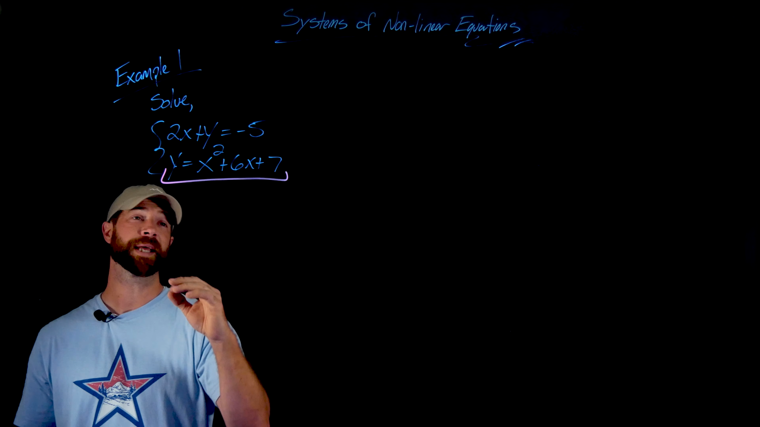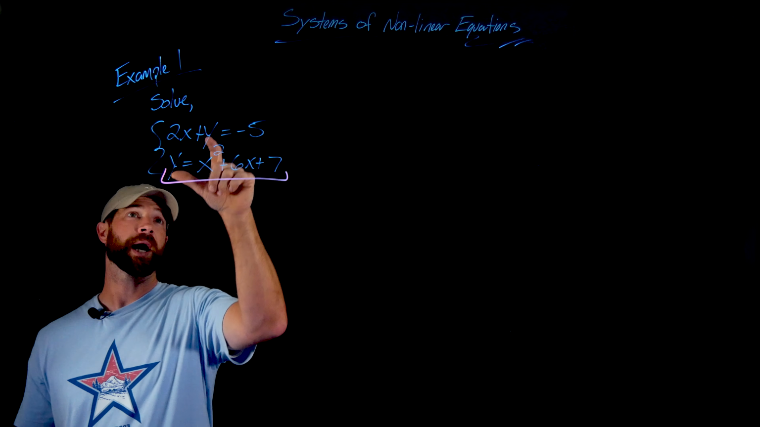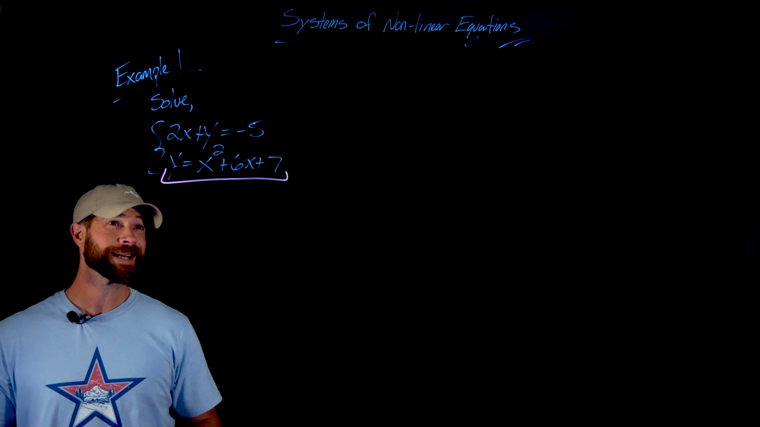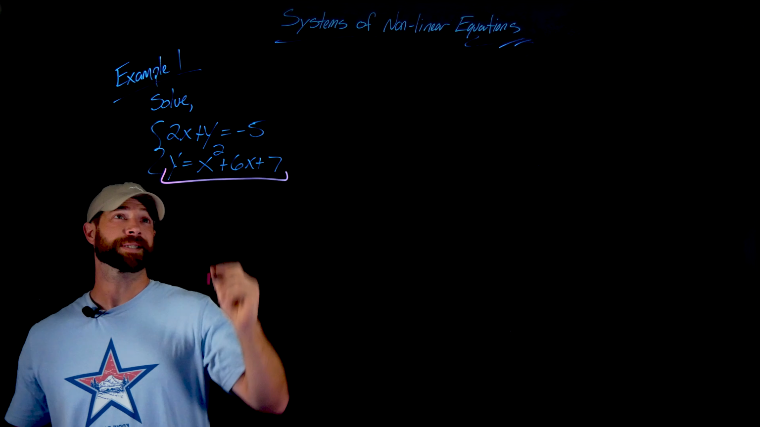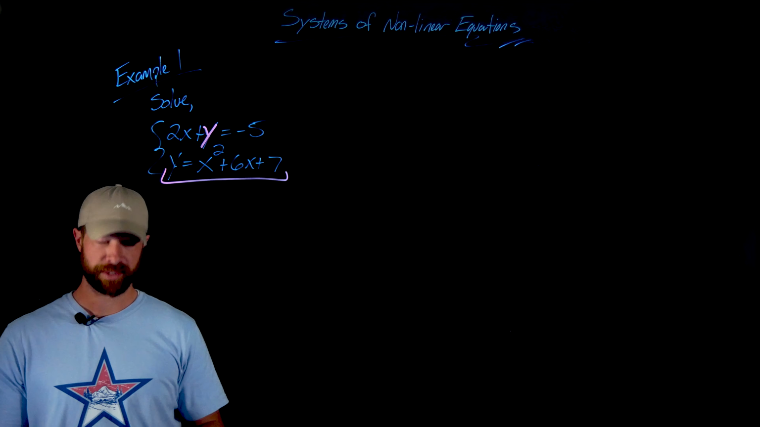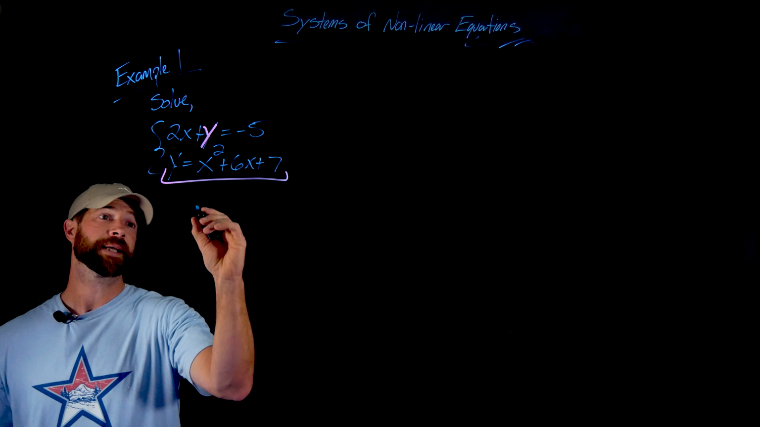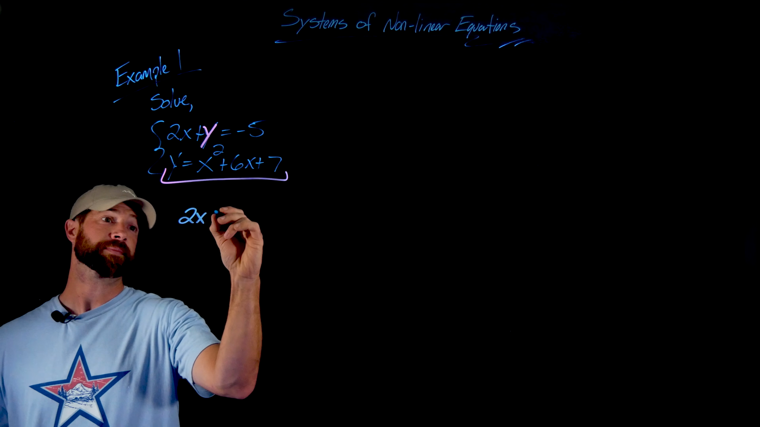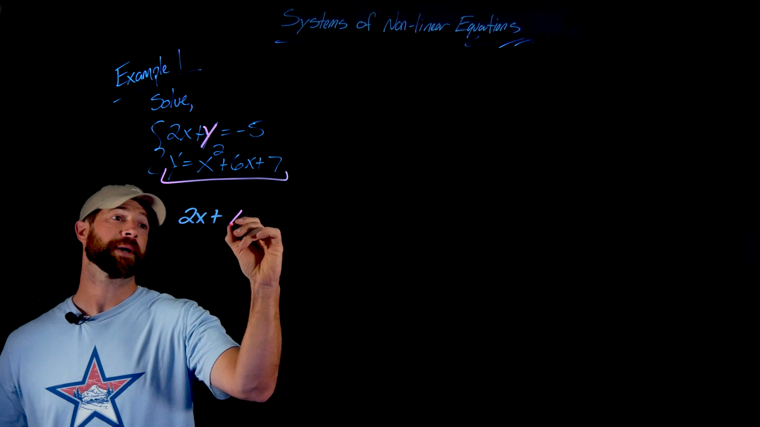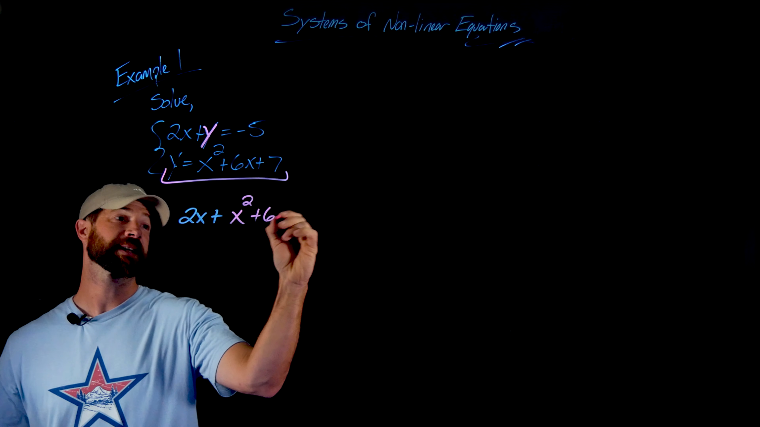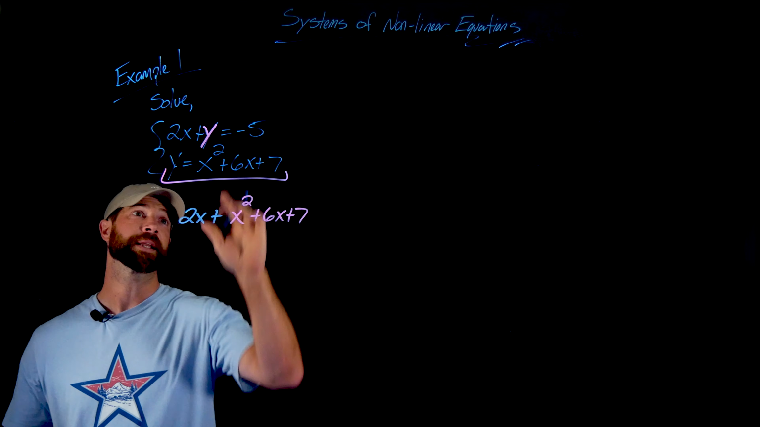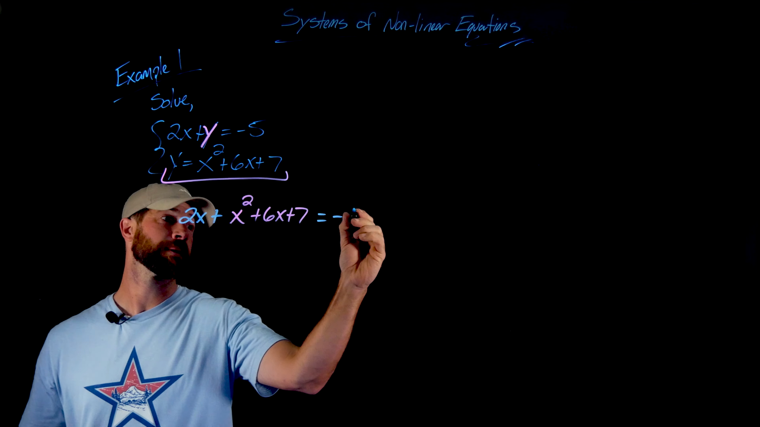What I'm going to do then is substitute y in this first equation with this equivalent expression of x squared plus 6x plus 7. I'm going to replace it in that place right there. So what that would give me is 2x plus y, but again, y in this case is represented by x squared plus 6x plus 7, equals the -5 right here.